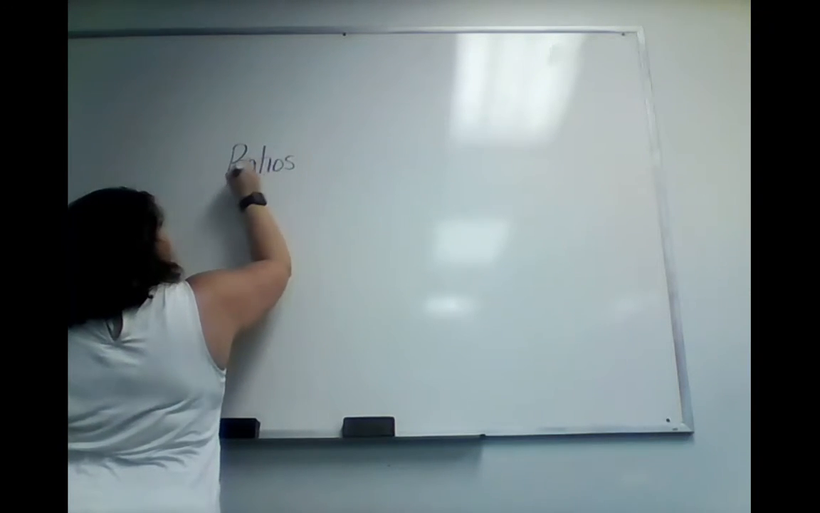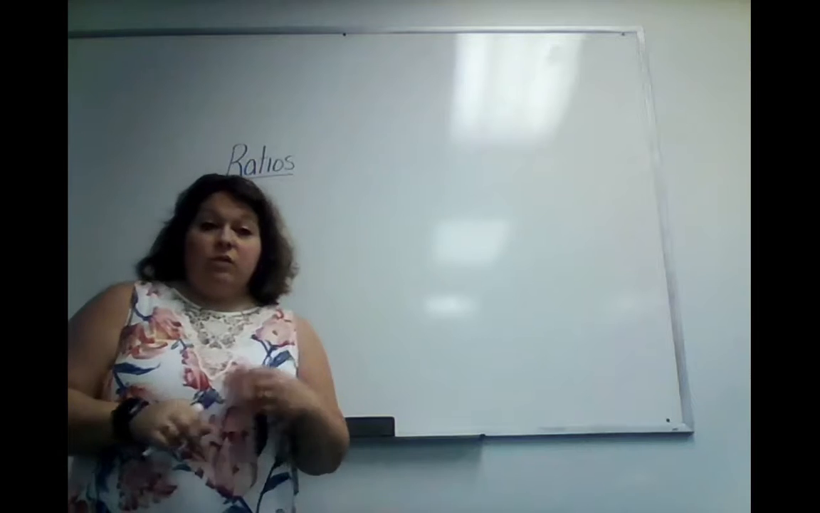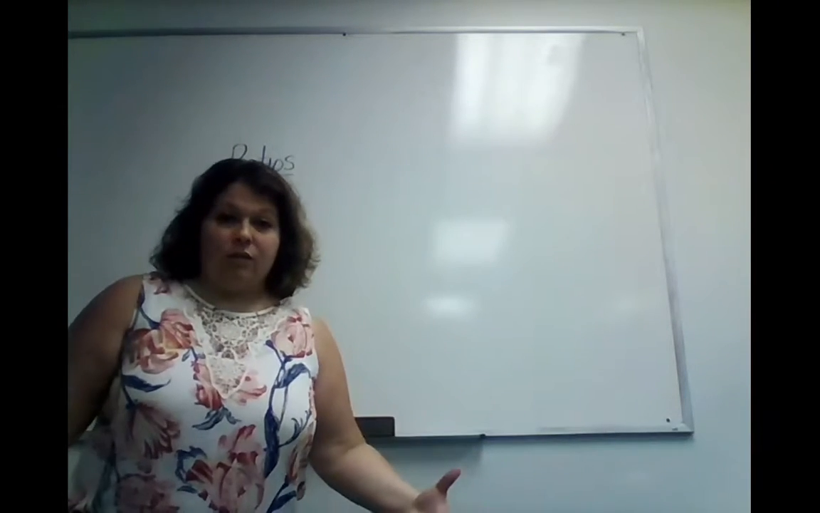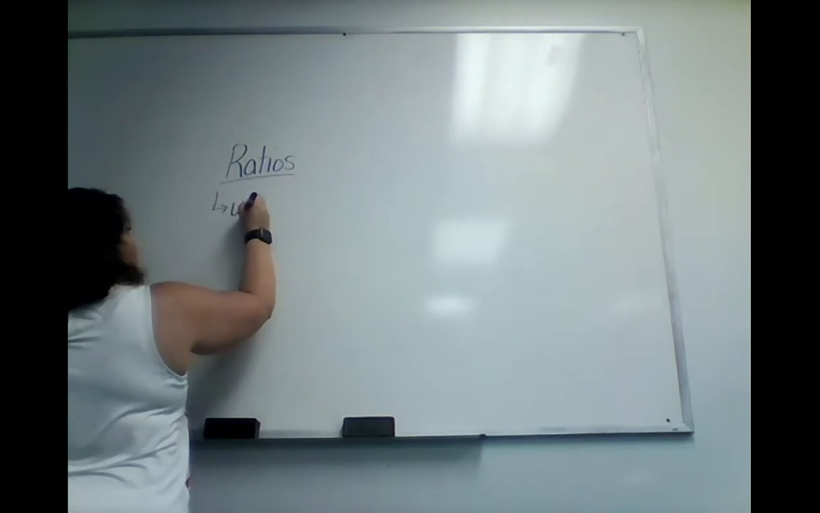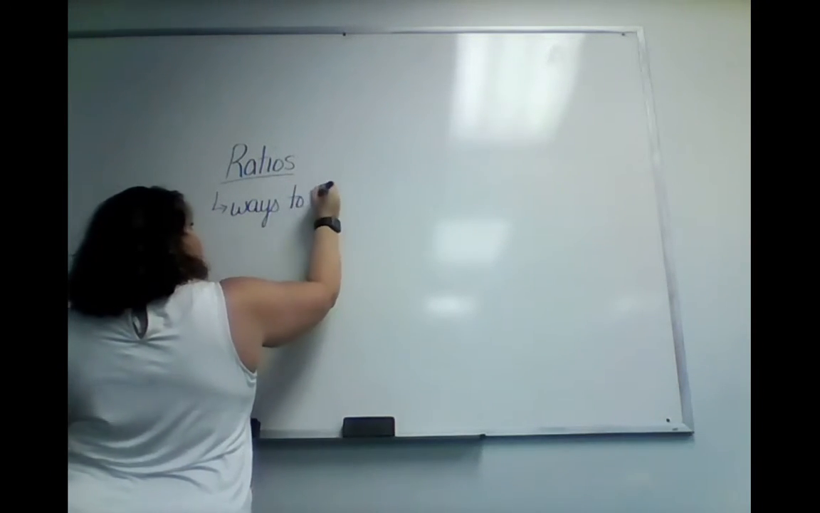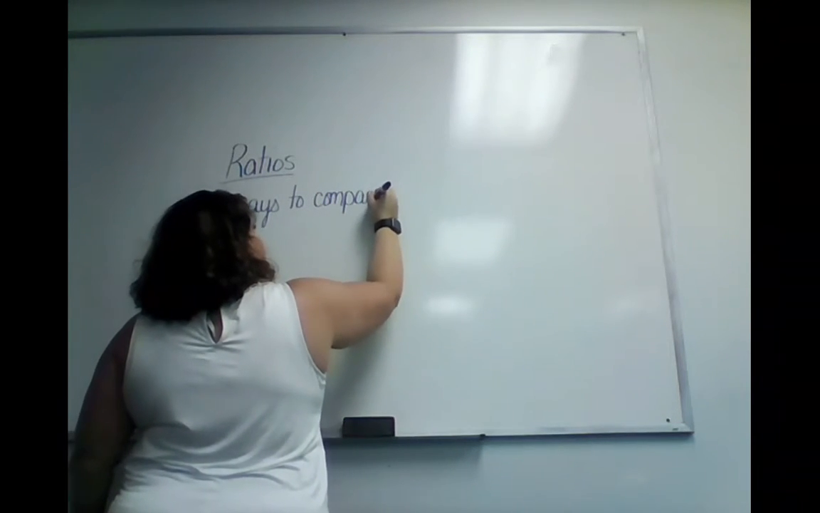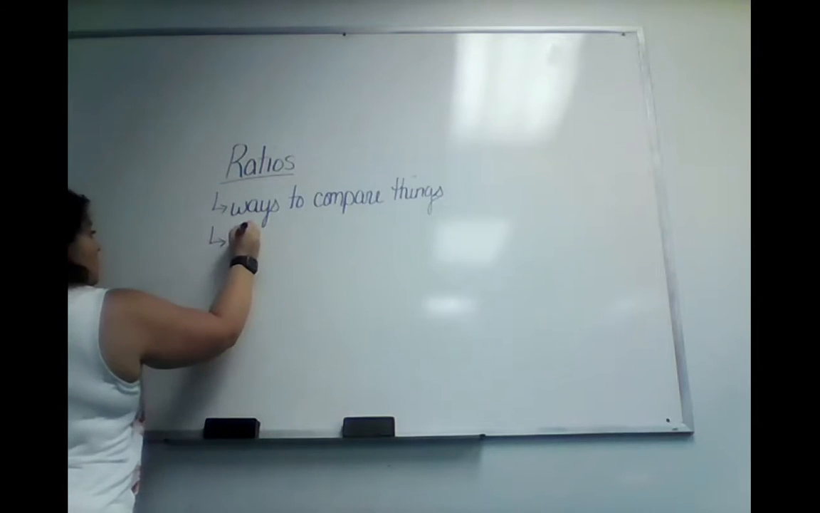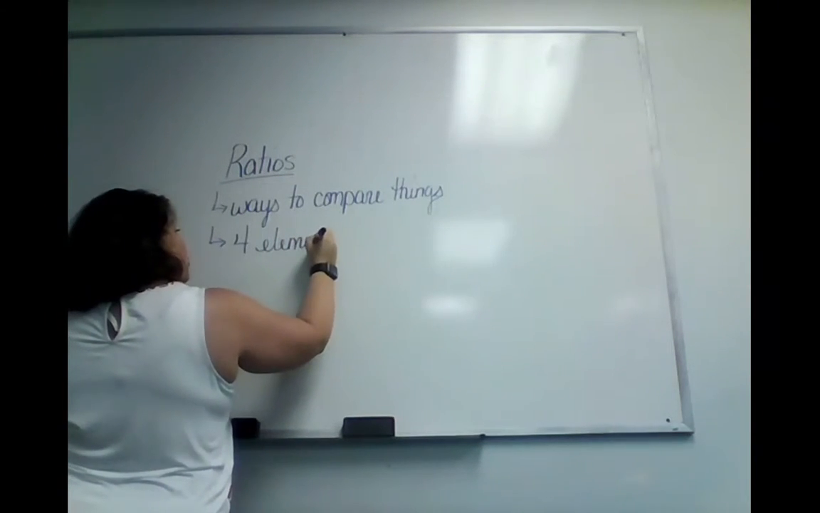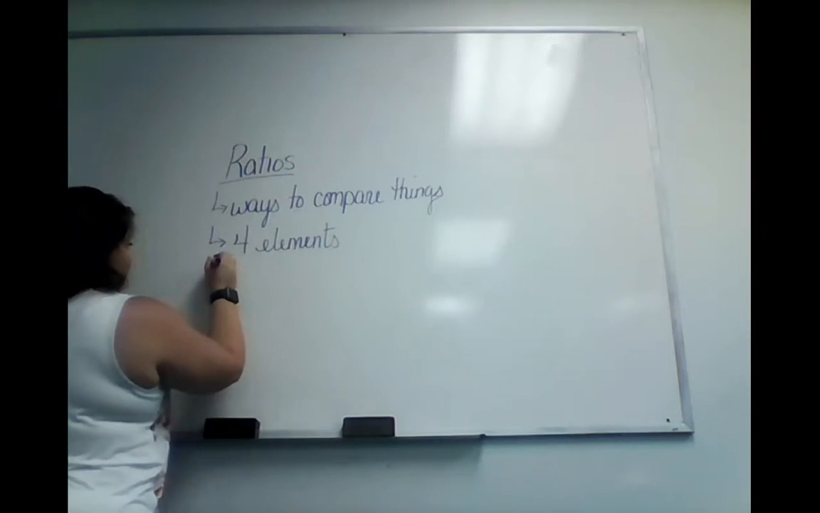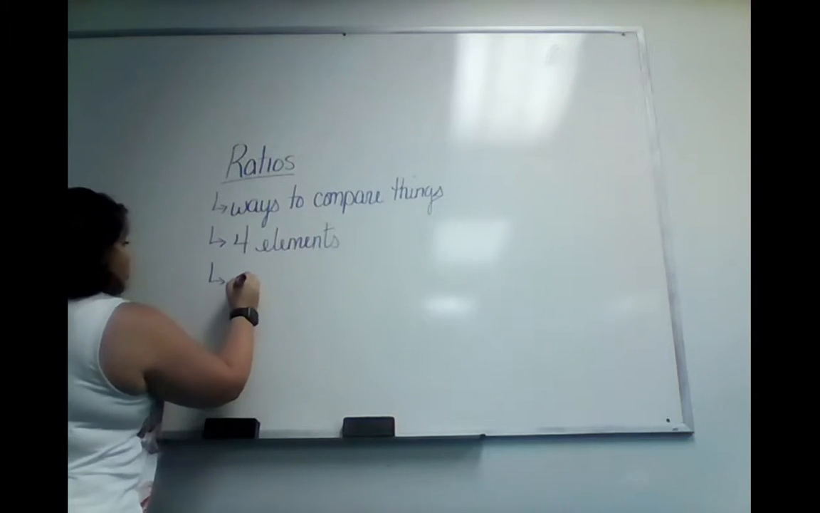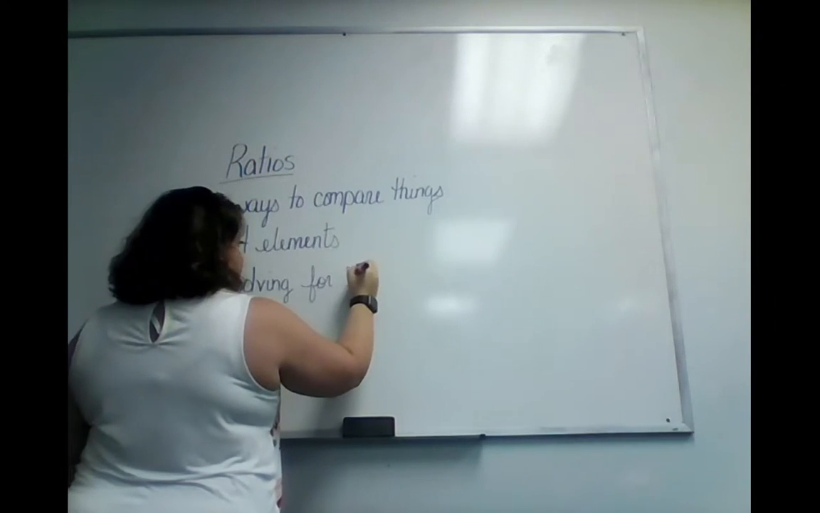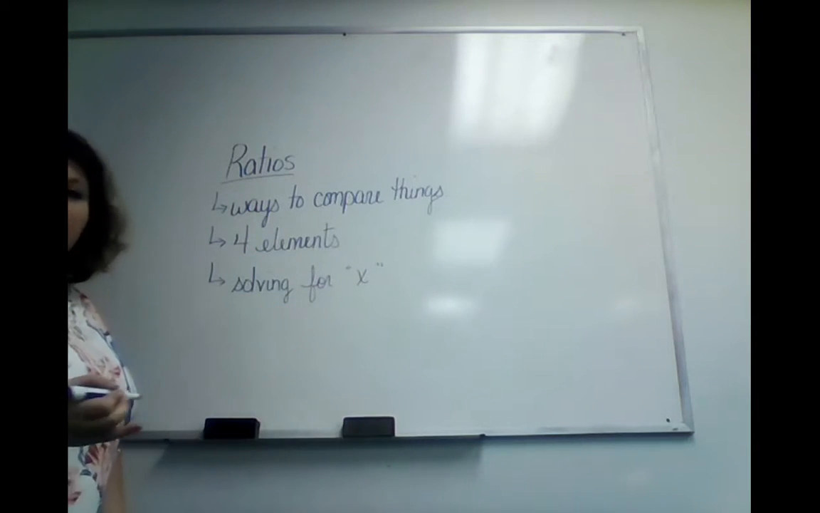So ratios are ways that you can make comparisons. These are the things in math that involve the dots. So in the videos that are coming up, we're going to use the dots. We're going to do these as word problems. We're going to use these where the dots are actually spelled out. So ratios are ways to compare things. In ratios, there are going to be 4 elements. And usually, and by usually I mean like 99.9% of the time, you're going to be solving for x. So it is a type of algebra, but not one that's going to be so scary.